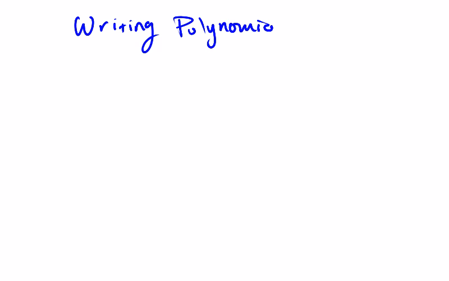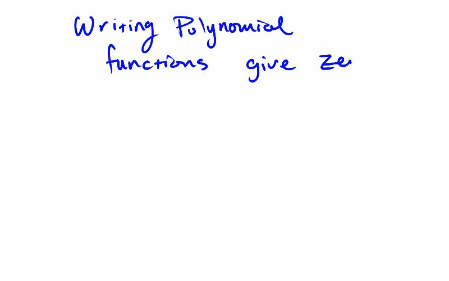This video will be on writing polynomial functions given zeros of that function. A zero is an x-intercept, and so when we are given the zeros of a polynomial function, we are able to actually write the function that it could come from potentially.